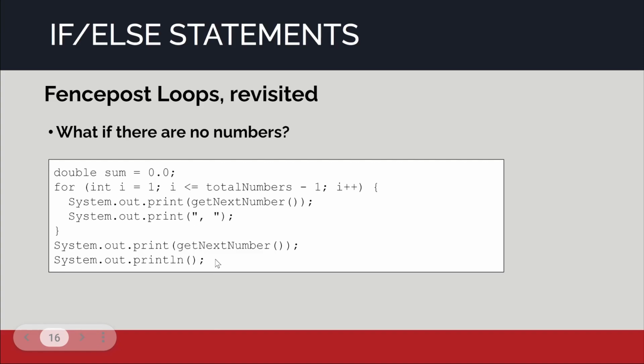And we don't know what's going to happen if we try to call get next number when there's no defined numbers. Maybe that'll be an exception. We'll talk about exceptions some more later in this session. But regardless, this isn't what we wanted to do. This is wrong. So let's use an if-else statement.